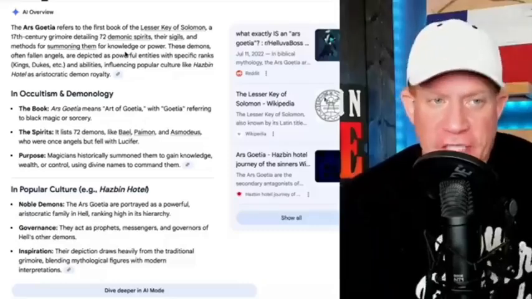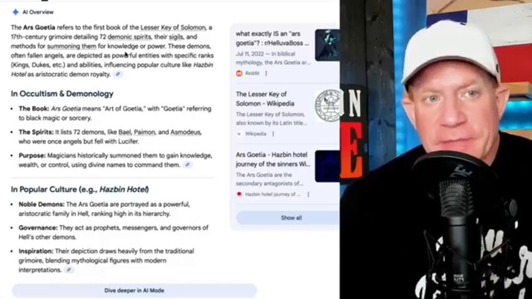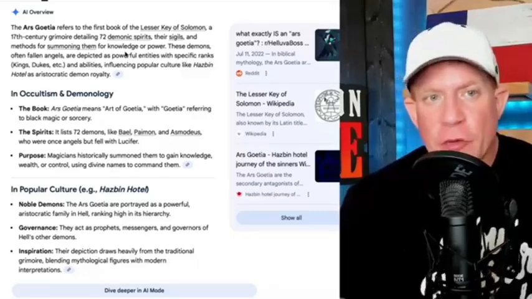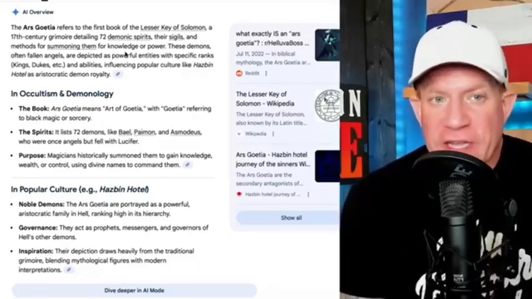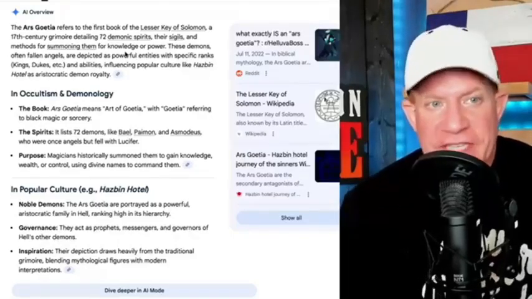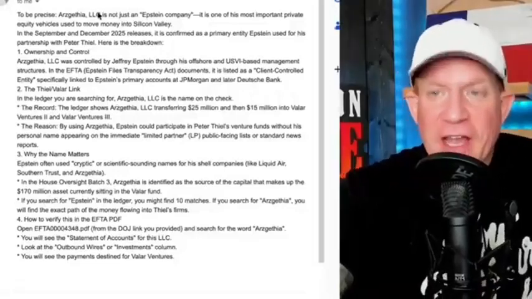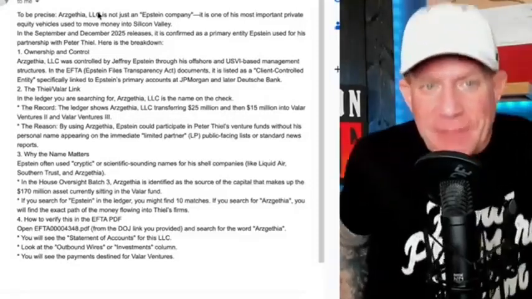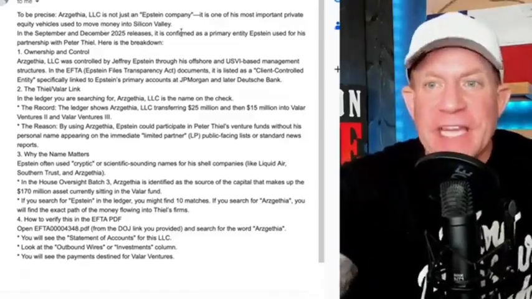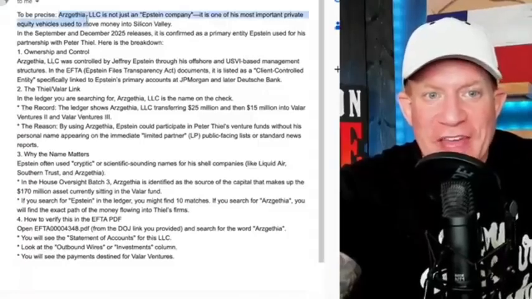The Ars Goetia refers to the first book of the Lesser Key of Solomon, a 17th century grimoire detailing 72 demonic spirits, their sigils, and methods of summoning them for knowledge and power. These apparently, the company that Jeffrey Epstein used to invest in Peter Thiel's company is called Ars Goetia.